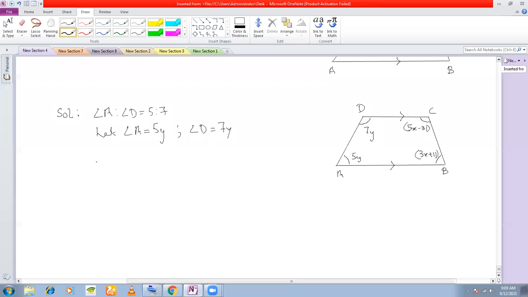Now, what is the property of a trapezium? That the adjacent angles of a trapezium are supplementary. So therefore, I can say that angle A plus angle D must be equal to 180 degrees. I'll give the reason also. Reason here is adjacent angles of a trapezium are supplementary. This is the short for trapezium, TRAP.